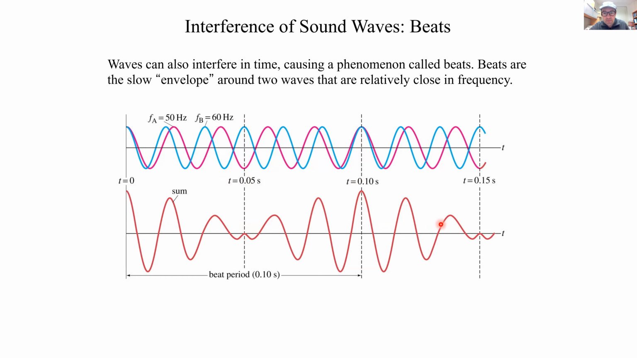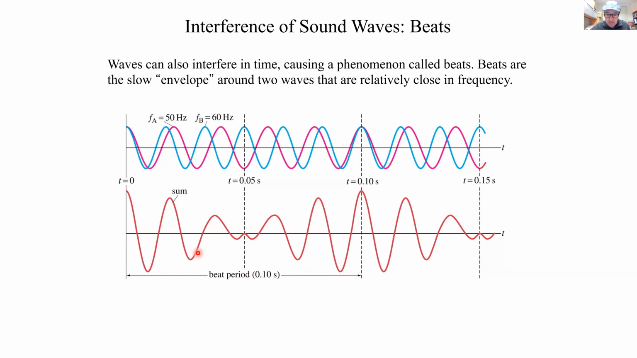Okay, so what happens is that you hear this sound, and notice that it has a big amplitude and then a low amplitude and a big amplitude. And so what you hear is wah, wah, wah, wah. Right? Loud, soft, loud, soft, loud, soft at a particular frequency. In this example, the beat period is 10 seconds. The beat frequency is 10 hertz.